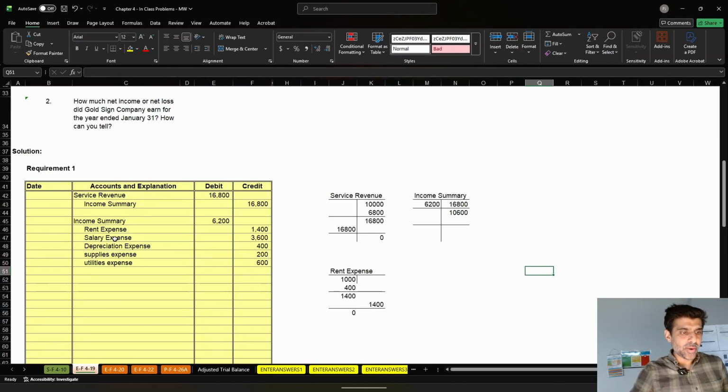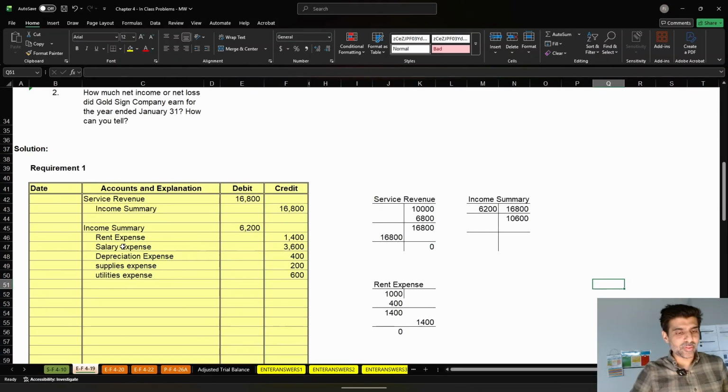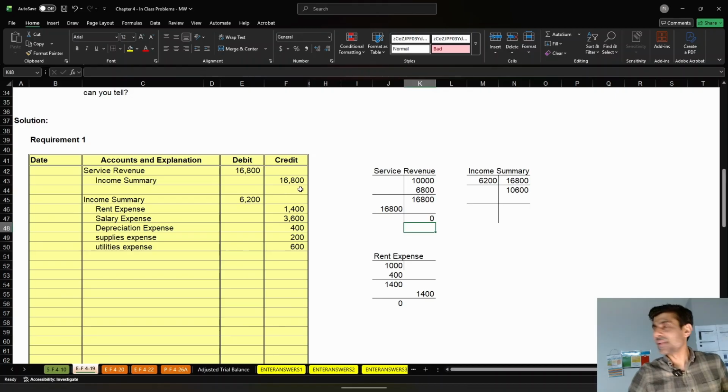So I put in the rest of these expenses. Does everyone agree with this? Am I doing this right? Any disagreements? Okay, so we can already see that our income summary has 2 entries, this credit from when we close revenue, and now we have this debit. So we can already see that income summary is going to have what? A credit or a debit balance? What do you think? Scott, did you have a... Obviously a credit balance. I have it right here. Okay. The credits exceed the debits. It has this $10,600 credit balance.